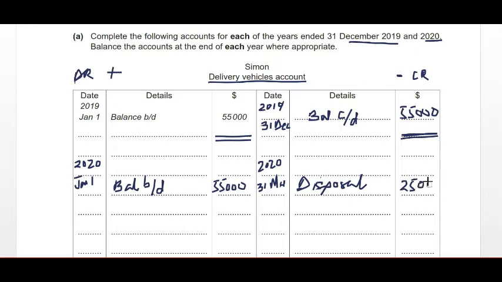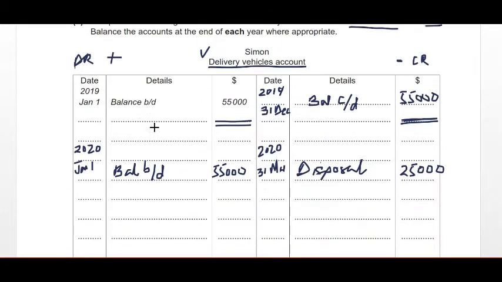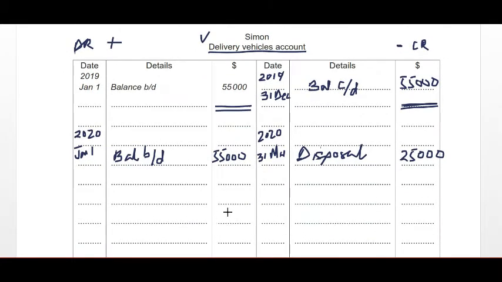Always remember, when we are making the asset account and we are making an entry for any disposal or sale of asset, we always write down the cost of that asset at which it was acquired under the asset account. Now once this is done, there was no further addition, so the next step would simply be to balance off these accounts. So this totals to 55,000, and the same amount will be written over here.